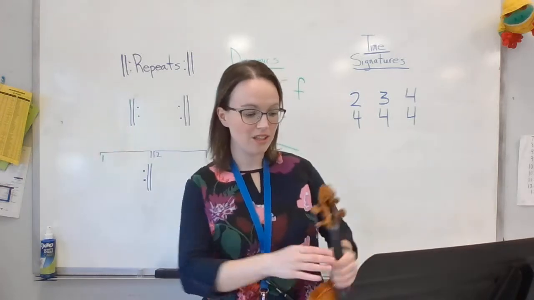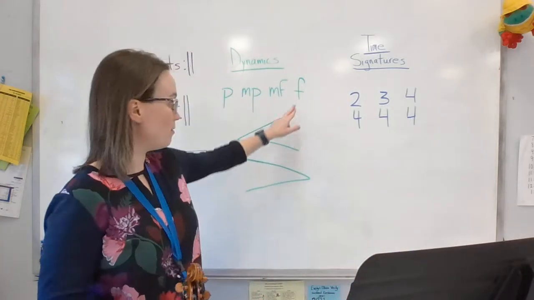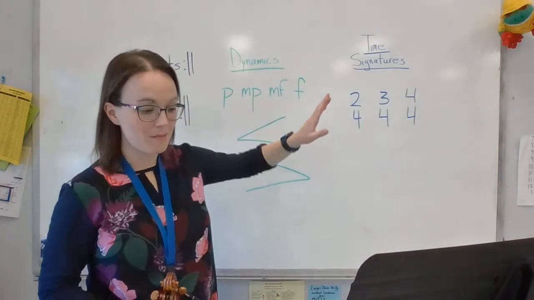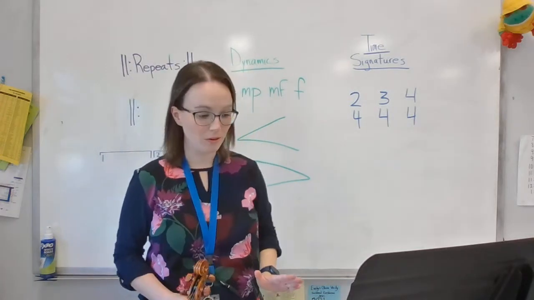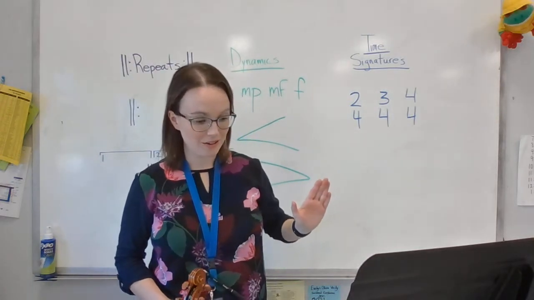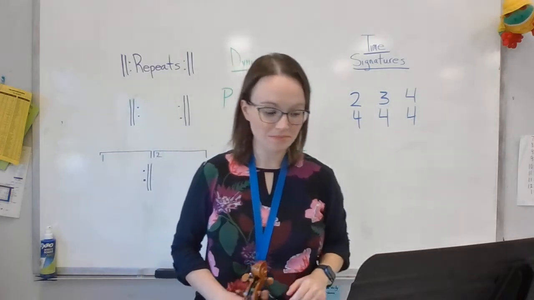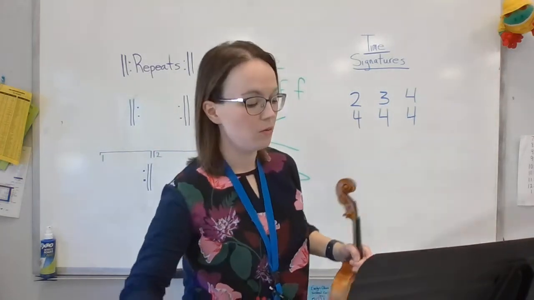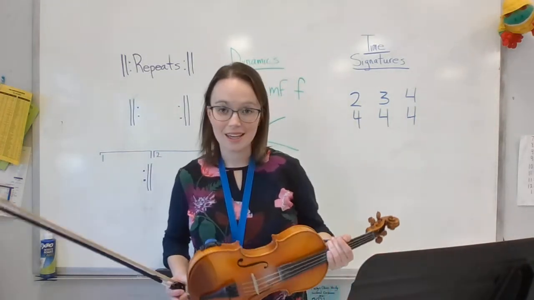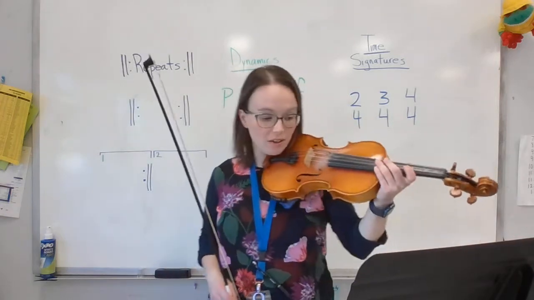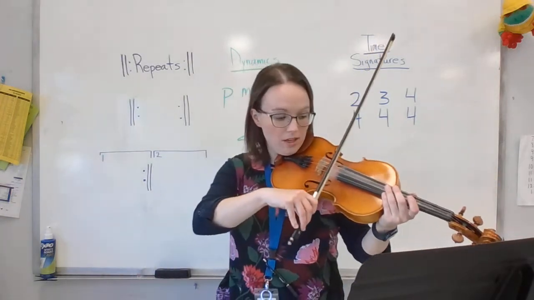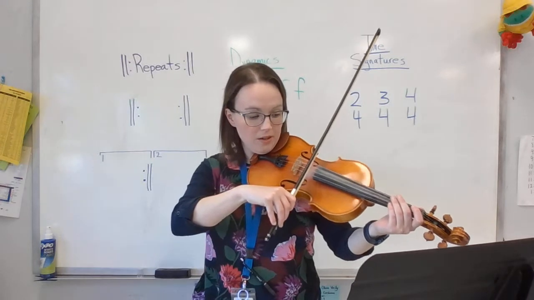We're going to gradually get louder until we get to measure 4, and then we should be forte. And then at measure 5, we go back down to pianissimo, very soft. We get louder again, and we end with forte. So I'm going to play this using the correct rhythm, using the right notes, and with the dynamics, following everything that's on the page. 1, 2, 3, 4.